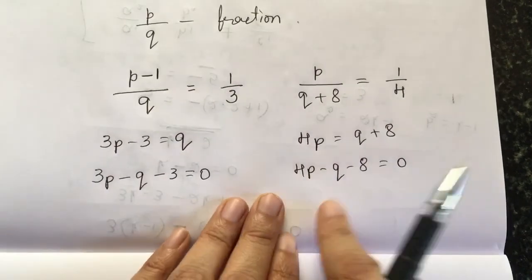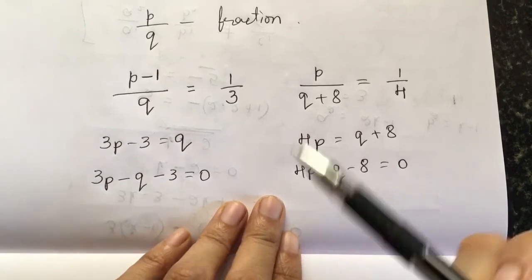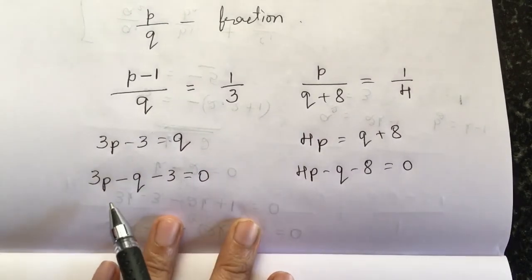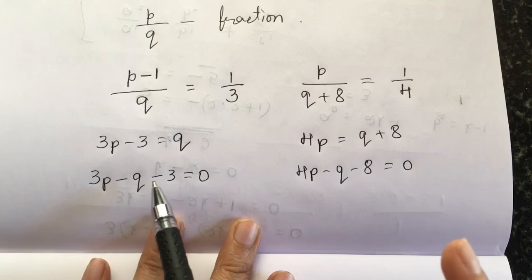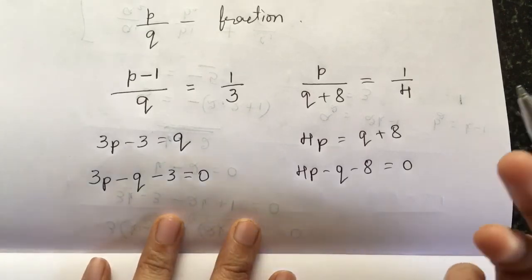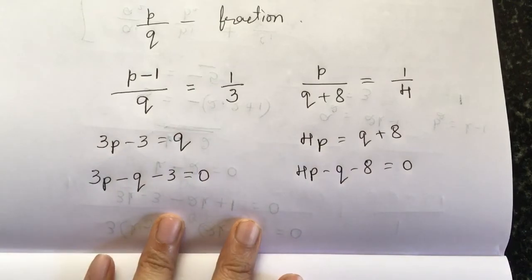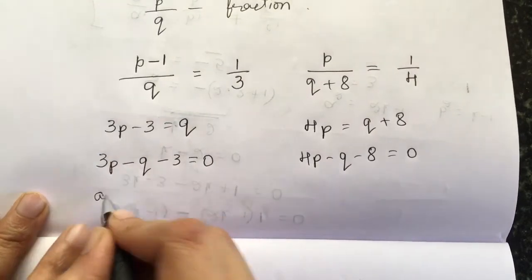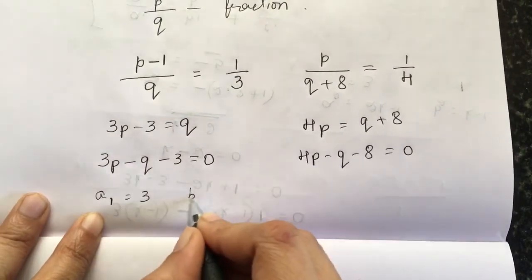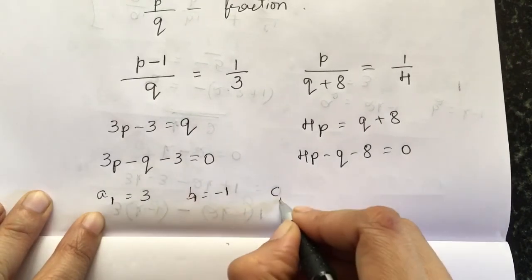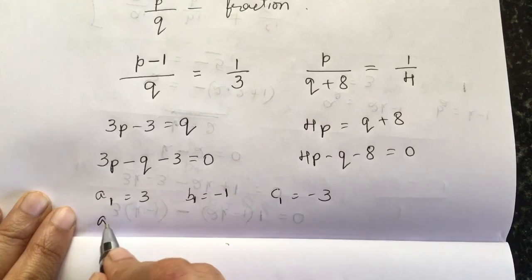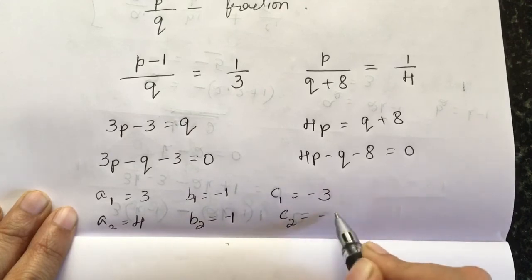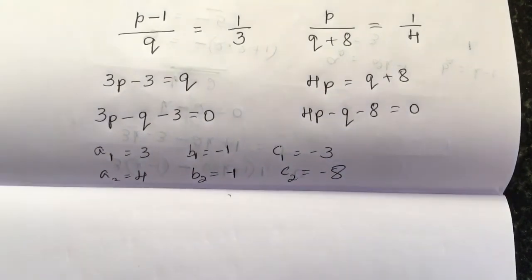See, here the unknowns are p and q. Instead of taking x and y, I just took p and q. Okay, and you have to rewrite the equation in the form a1x plus b1y plus c1 equal to 0. Instead of x and y, here I have p and q. So you just write down what is a1, what is b1 and all. a1 is 3, b1 is minus 1 and c1 is minus 3. a2 is 4, b2 is minus 1 and c2 is minus 8.